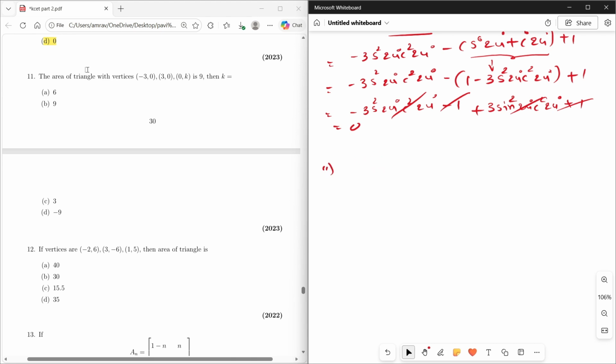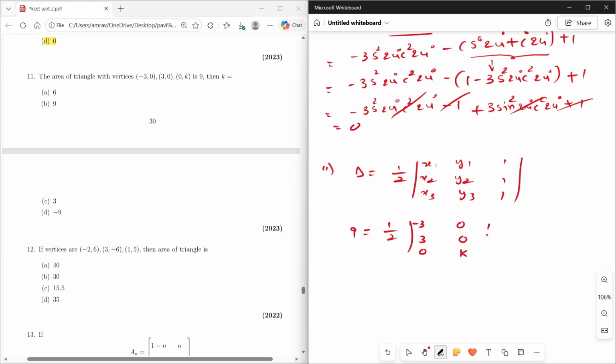So let us first take these as x1 y1, x2 y2 and x3 y3. So we know the formula for the area of a triangle is equal to 1 by 2 determinant of x1 x2 x3, y1 y2 y3, 1 1 1. Okay, so now replacing, since the area of the triangle is 9, it is equal to 1 by 2 determinant with the values of x1 x2 x3 as minus 3, 3, 0, y's as 0, 0, k, and 1 1 1.